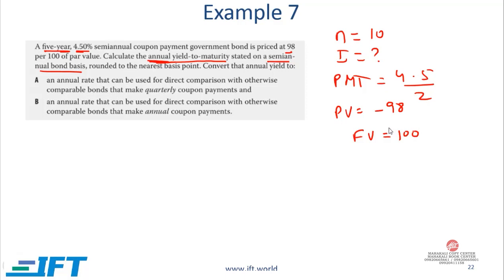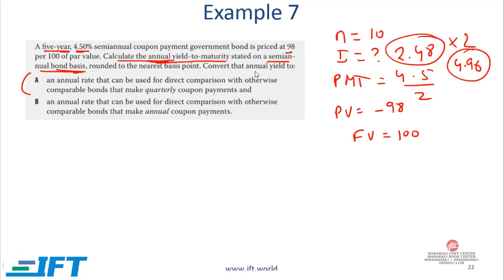When we compute I, what we should get is 2.48%. This is for a 6-month period. To come up with the annual number, we multiply this by 2, which will give us 4.96. So that is the answer to this first part. Then we come to part A.